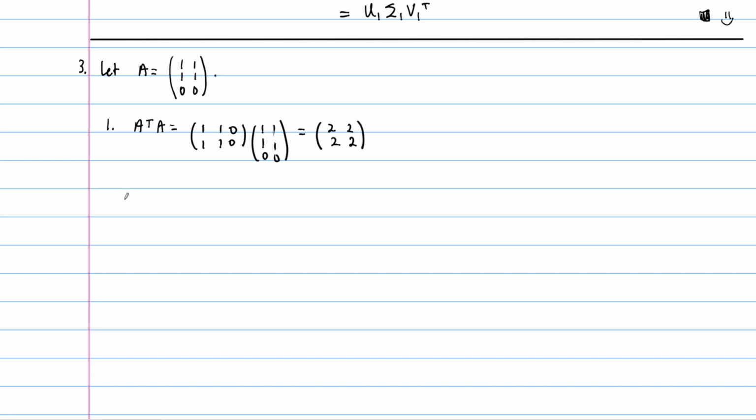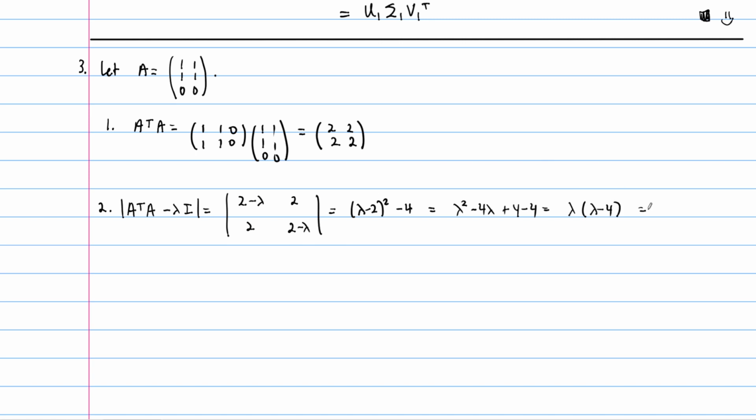So for A transpose A, the eigenvalues, we can compute these. I guess we'll call this item 2. I'm probably going to lose track of the count here. But A transpose A minus lambda I is going to be 2 minus lambda, 2, 2, 2 minus lambda. And then that determinant is going to be lambda minus 2 squared, because you can flip the sign, minus 4. And so that's lambda squared minus 4 lambda plus 4 minus 4, or just lambda times lambda minus 4. Setting that equal to 0, we see that lambda 1 is going to be 4.